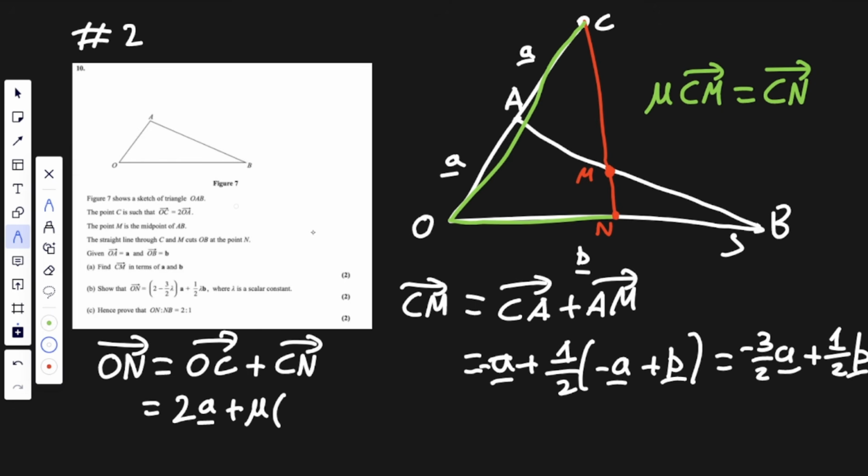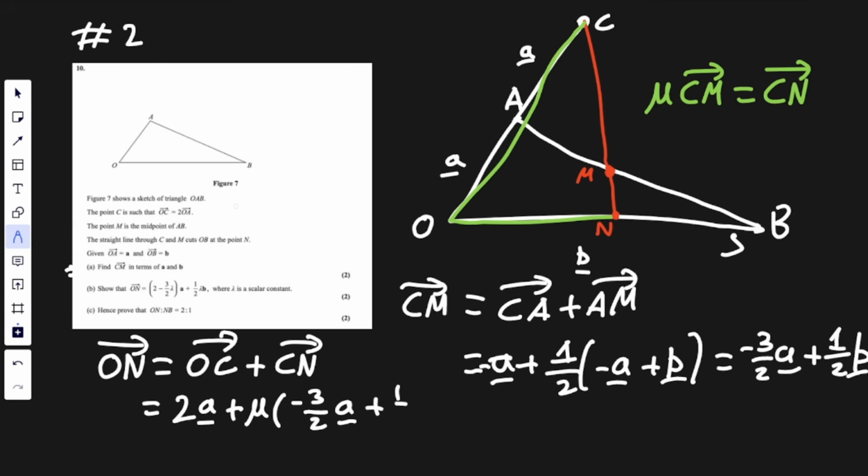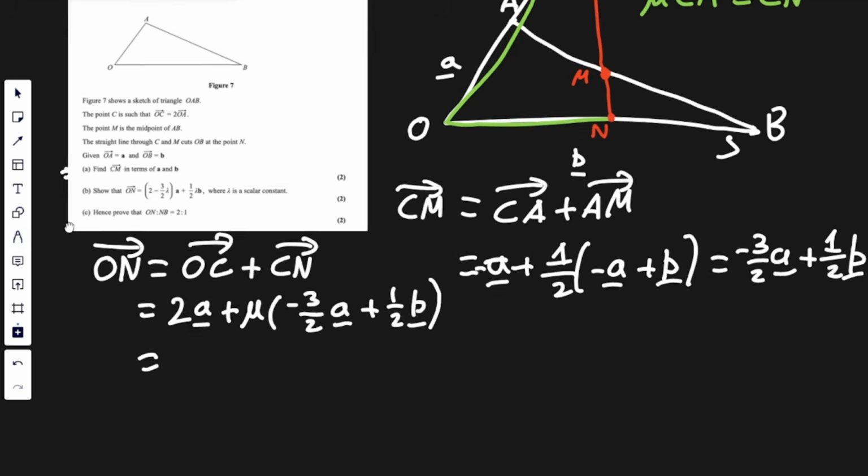Now, the reason I've chosen to use C to M and I've chosen to go up to C is that little tip that I just said. We want to try and involve part A. So that's how we've involved part A. So this is mu multiplied by minus 3 over 2a plus a half b. And well, expanding this all out, we do in fact get part B.